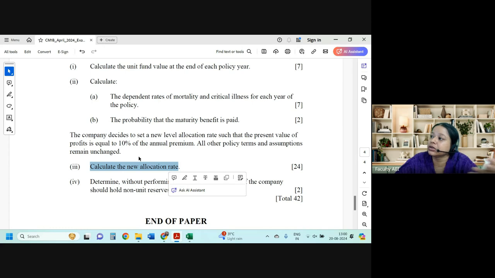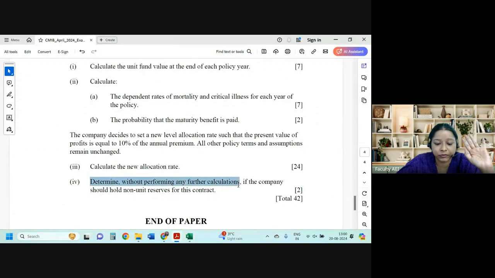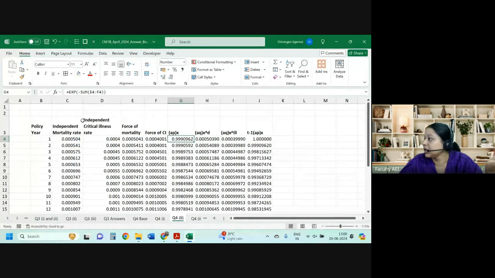So we have to carry out the entire profit testing. We have the unit fund, we'll take out the non-unit fund, and we'll do all the calculations. And then they are asking to determine without performing any calculations. So for example, we need the present value of the profits, which is NPV, and that needs to be equal to 10% of, I think, annual premium.